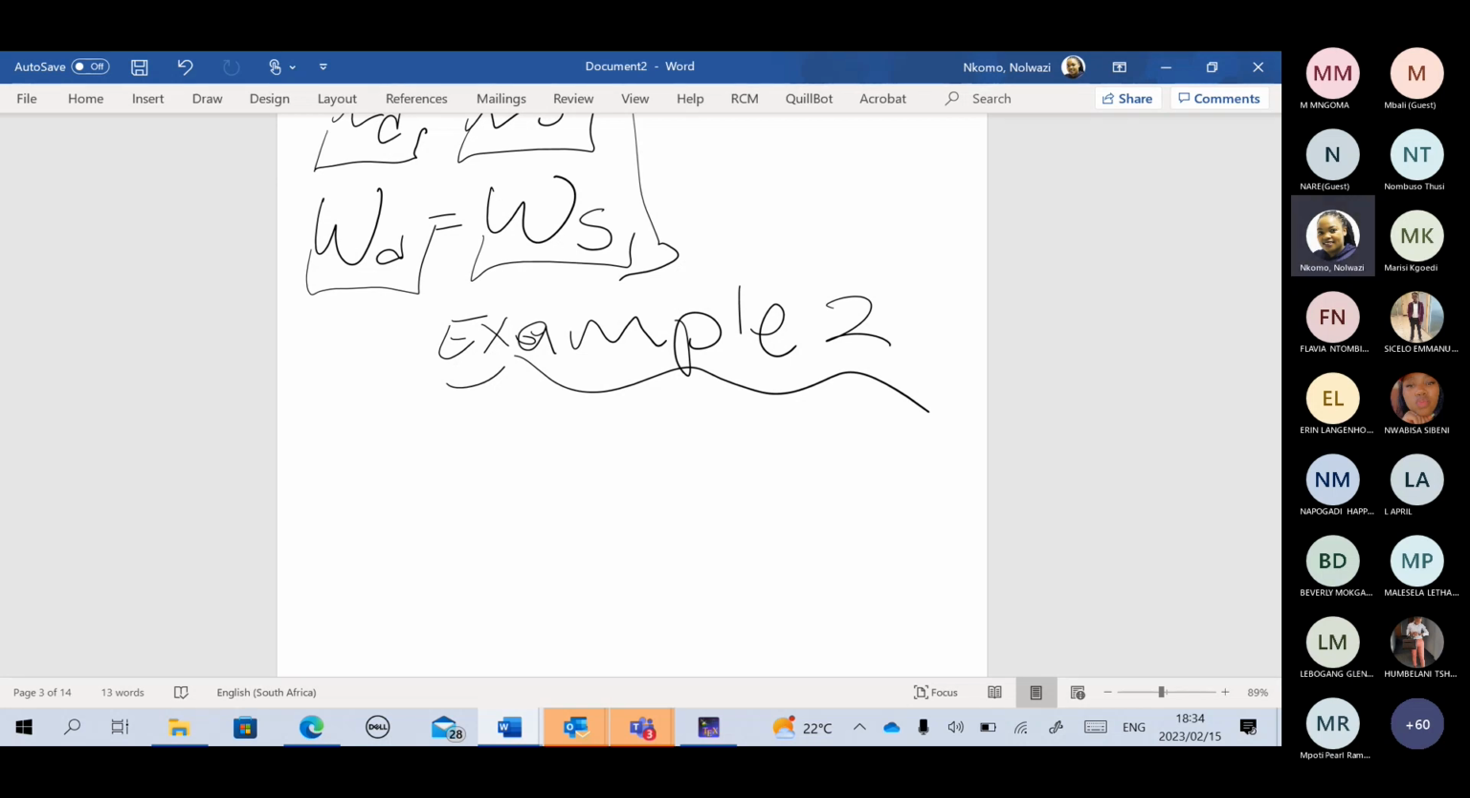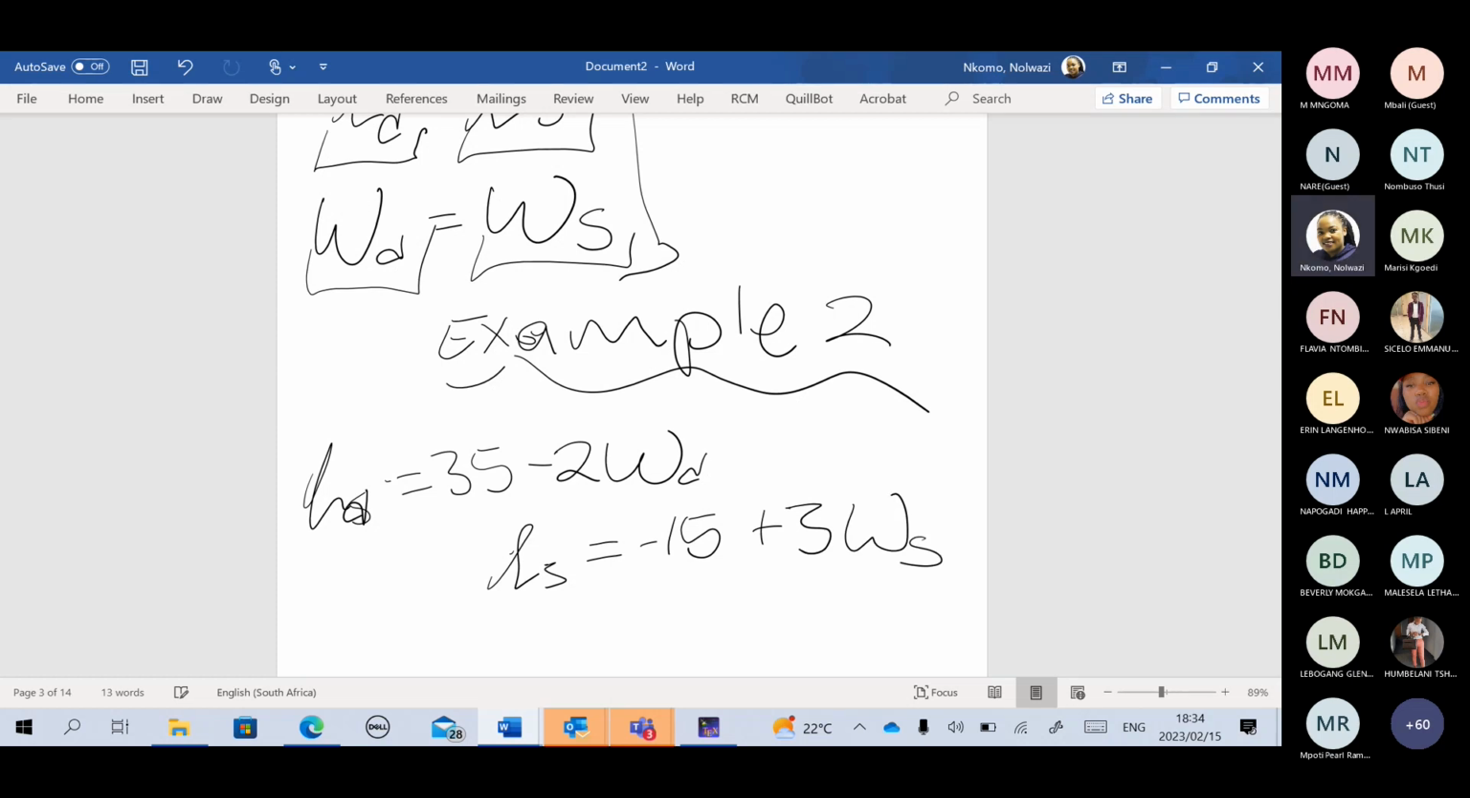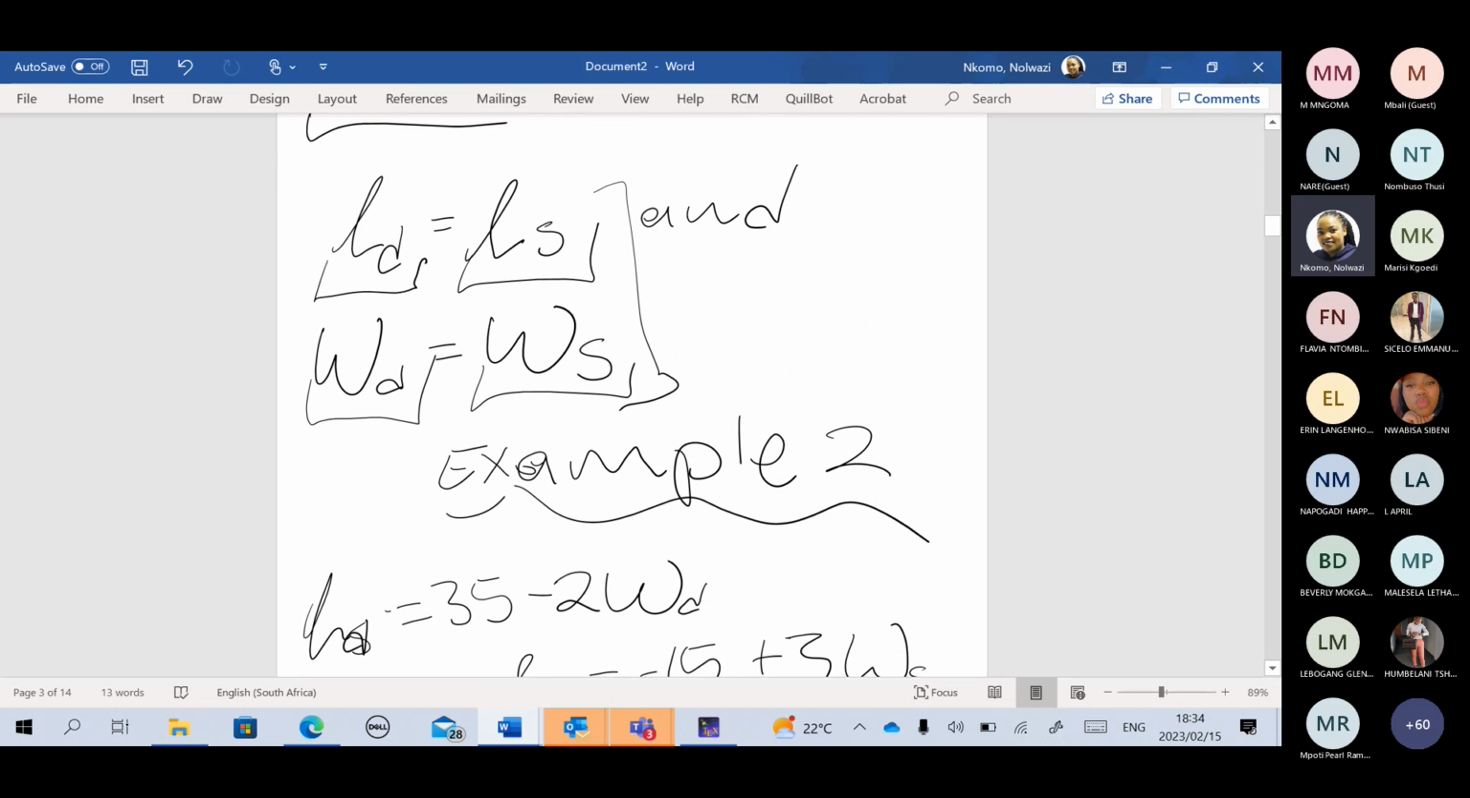It does make sense. And suppose we are given the demand and the supply function as, demand is 35 minus 2W, and we have the supply function is minus 15 plus 3W. And then we said at equilibrium, it's either we have this condition or this one, right?